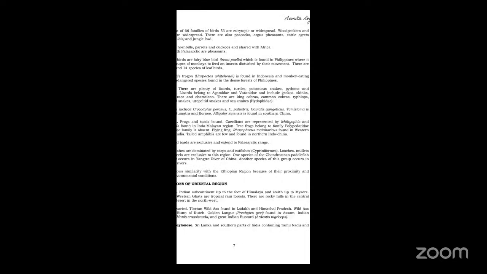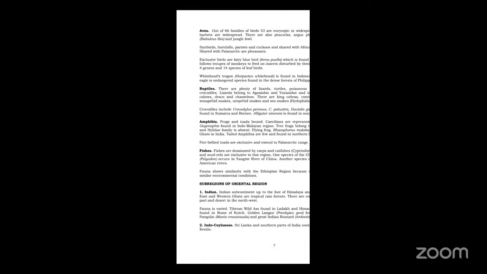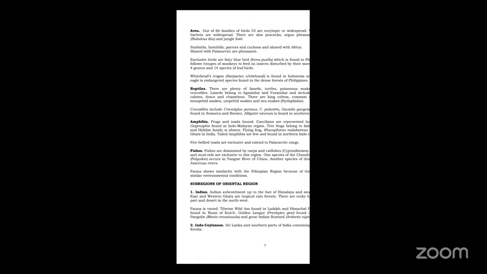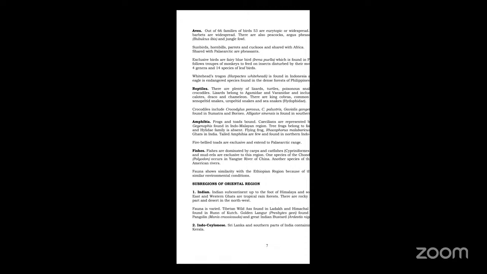Now, coming to the aves, they say about 66 families of birds, out of which only 53 families are widespread, and they include woodpeckers and barbets. Apart from these, you also have peacocks, Argus pheasants, cattle egrets, as well as the jungle fowl. So these are some of the aves that you find in this Oriental region. Then also you have sunbirds, hornbills, parrots, cuckoos, and also pheasants. So these are shared with different regions also. Some of them are also found in Africa, some in the Palearctic, some in the Nearctic. So this is about the avian fauna.